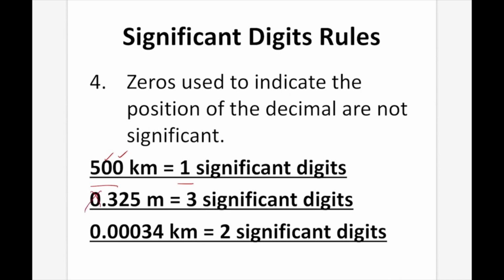0.325, we don't count this zero because that's just showing where the decimal place is. So it's 3 significant digits. And 0.00034, these 3 are not significant, and therefore the number only has 2 sig digs. Any zero to the left of a non-zero digit isn't significant. That's one thing to keep in mind. Easiest way to remember it is that.